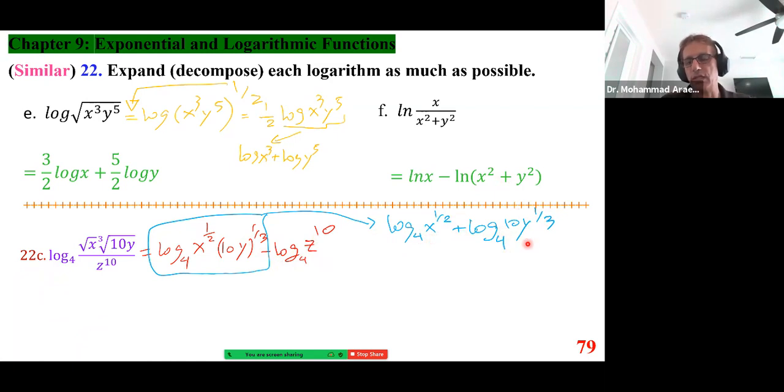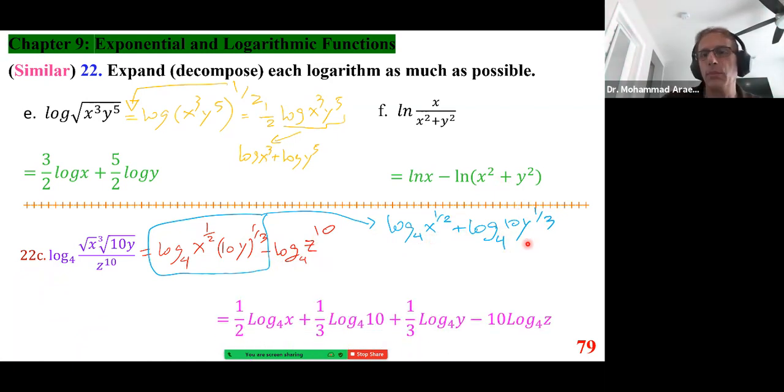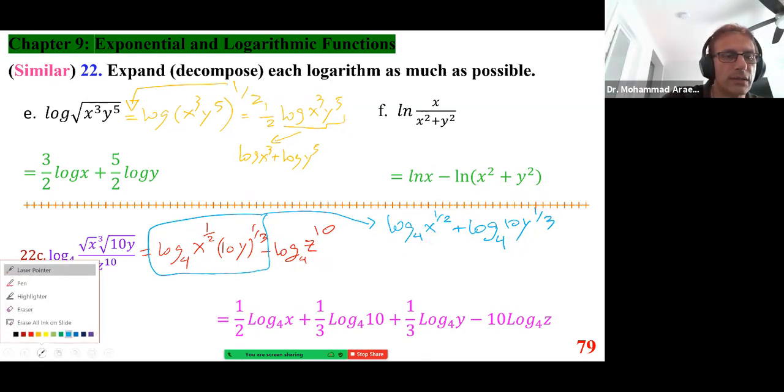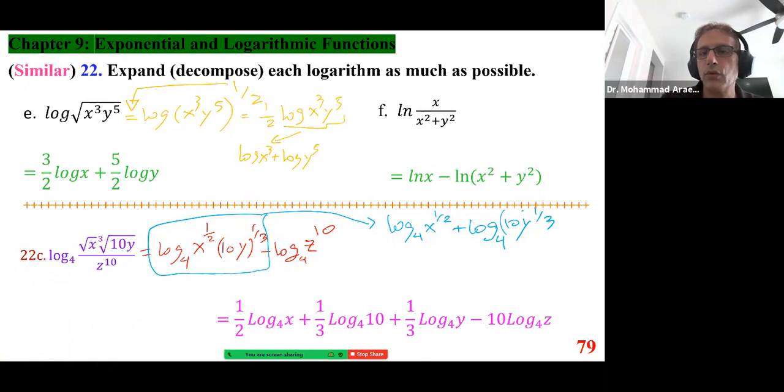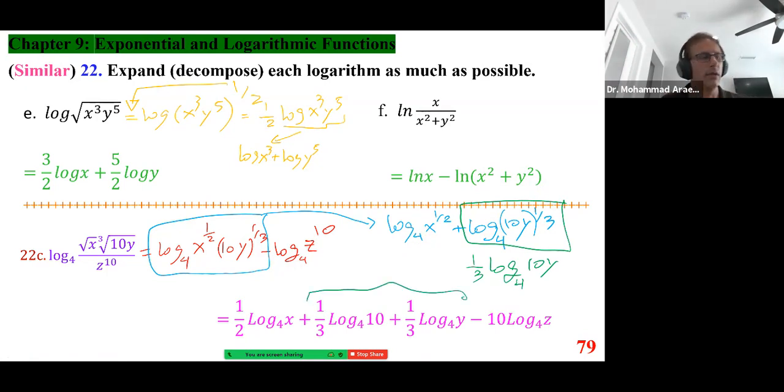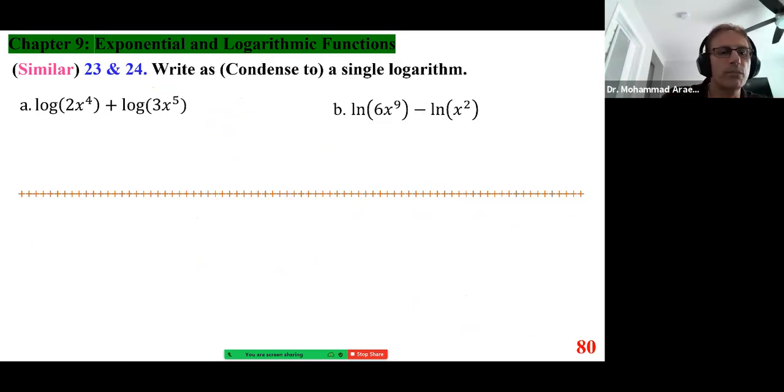Now 10y, we can separate it into 10 and y. Please understand this 1/3, by the way, let me just fix something here. This is 10y to the power of 1/3. Again, maybe just writing that one. This part is 1/3 log of 10y with base 4. And that's the answer. So this has a few steps. It's not too bad.